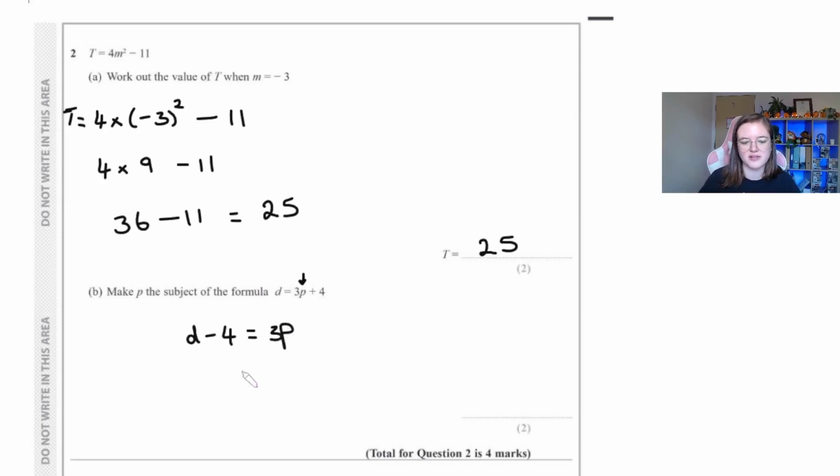And then if we divide by 3 to get p on its own, we get p is equal to d minus 4 all over 3. And there, because obviously these two won't divide by 3 individually, so we'll just put it all as a fraction. And there we are. And that is then the end of question 2.